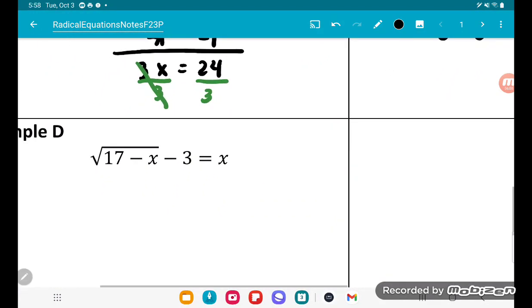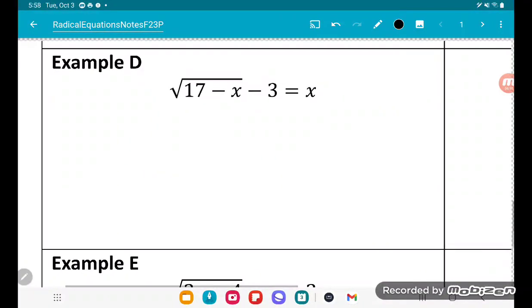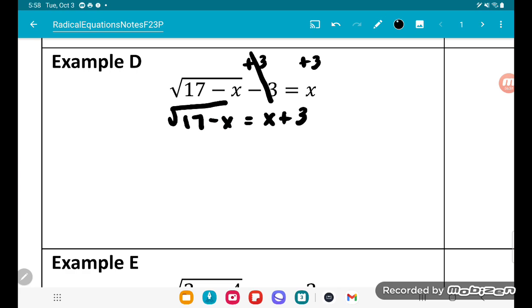In example D, you're given the square root of 17 minus x, that's under the radical, minus 3 equals x. Now, we have to isolate that radical. We do that by adding 3 to both sides of this equation first. So the square root of 17 minus x equals x plus 3.